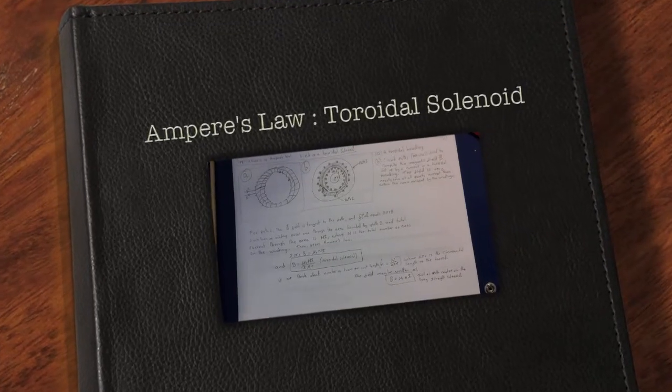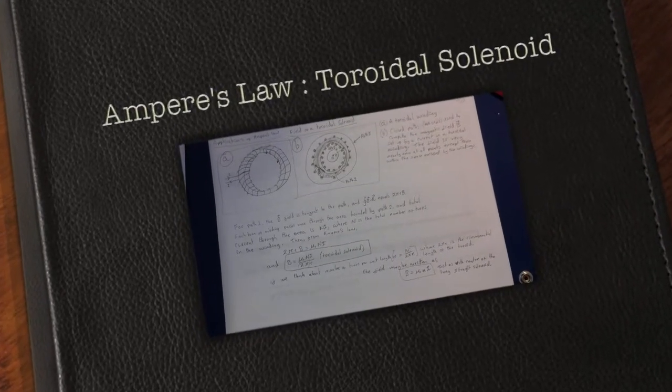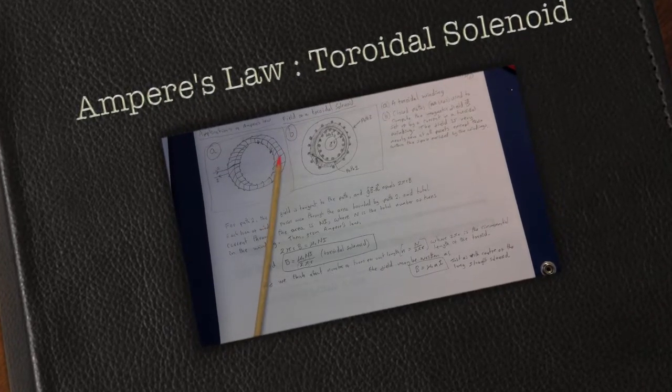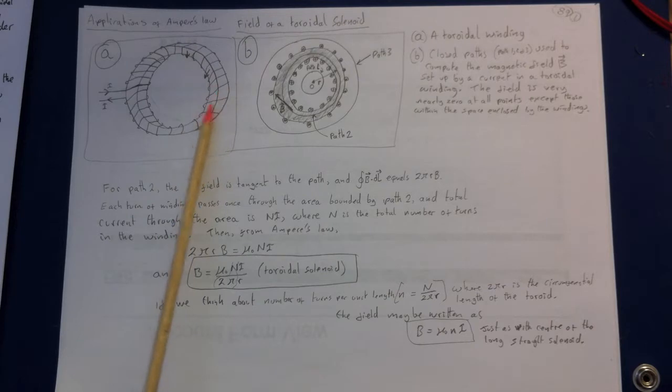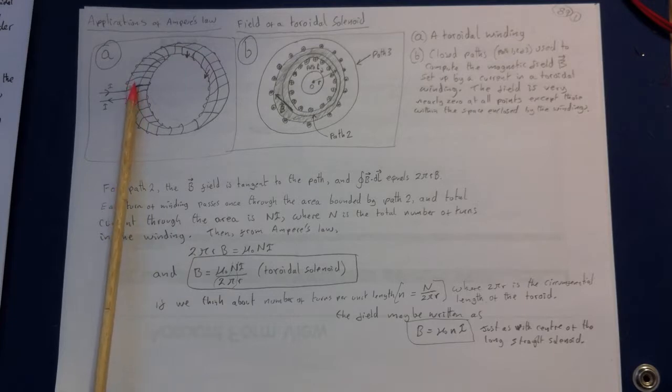Okay, so here's another example. We're going to work out the field of a toroidal solenoid. So here you can see we've got a wire coming in and it's being wound all the way around this toroidal solenoid, coming out. So it's completely enclosed. It's like a long straight solenoid being bent into a complete circle.